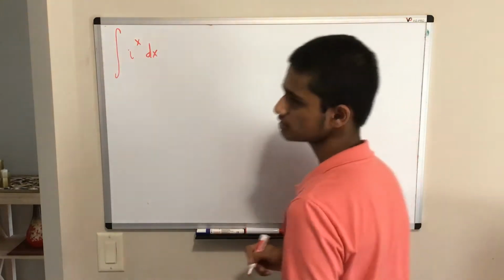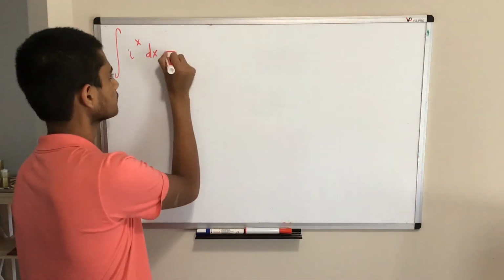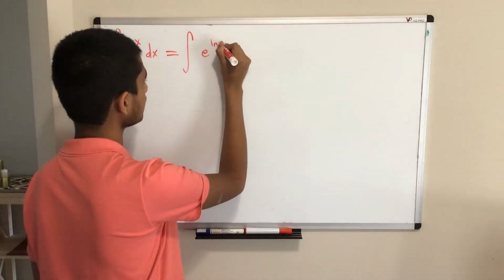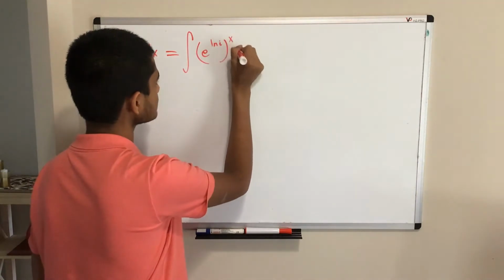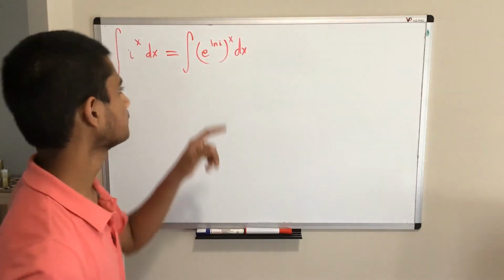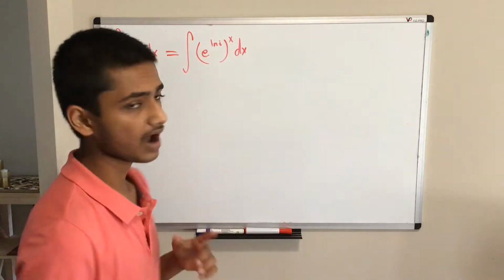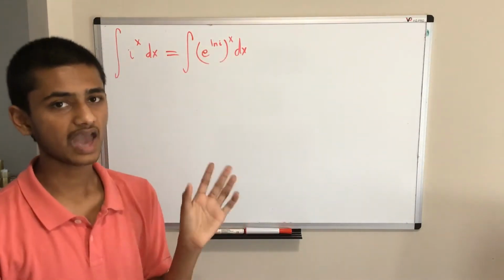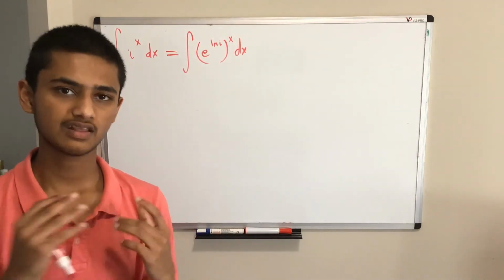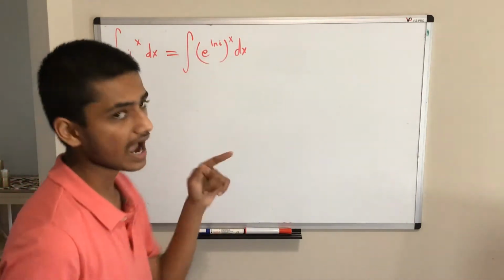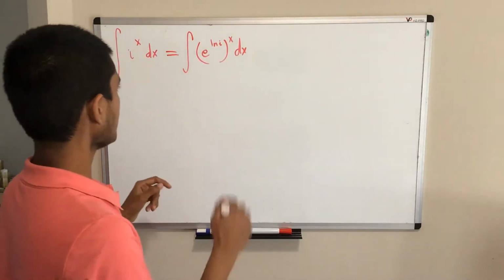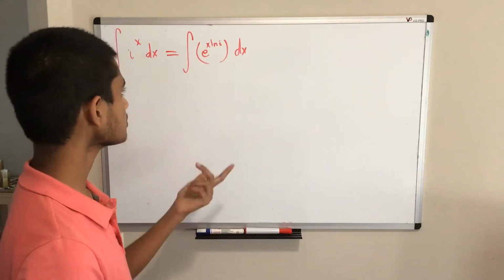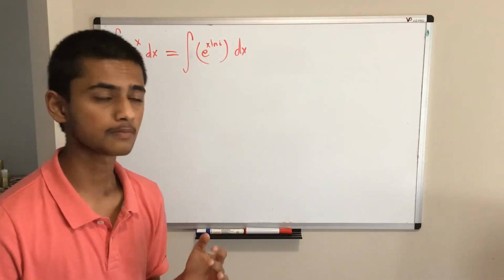So let's try rewriting this in terms of e to the power of x, and we do it like so. We change this to the integral of e to the ln of i to the power of x dx. And the reason why I did that is because e and ln of i cancel out to just i, because e to the power of ln of any number just becomes that same number inside of the ln. So this is essentially the same thing as i to the power of x. And we can rewrite this as e to the power of x ln of i, and the reason we can do that is simply because of basic exponent rules.